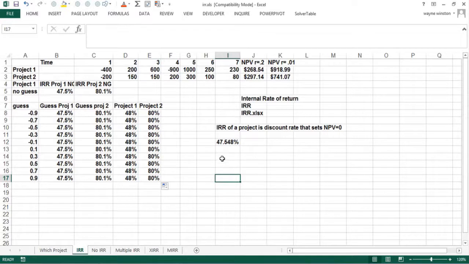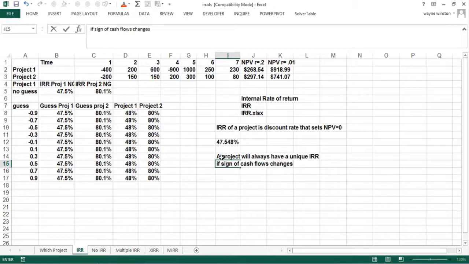Okay, now there is a condition that guarantees a unique IRR for a project. A project will always have a unique IRR if the sign of the cash flows, by sign I mean positive or negative, changes one time. So you notice most projects will start with a negative cash flow, you put in money, and then you get positive cash the rest of the way. That guarantees a unique internal rate of return.